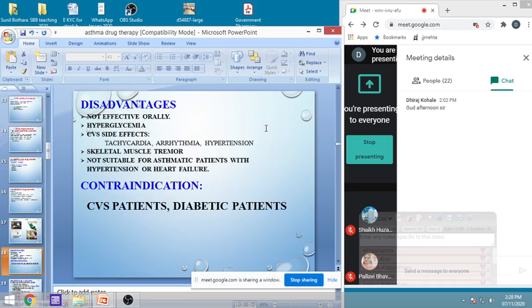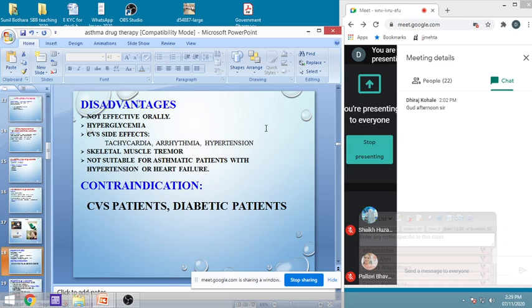What are the disadvantages? I told you, it has to be given by parenteral or these routes. It can cause hyperglycemia, and it can cause serious side effects, because we have seen it can act on alpha and beta 1 also. We need only beta 2 actions. It can cause tremors because of the skeletal muscle actions, and it is not suitable for asthmatic patients with hypertension or heart failure. In those cases it should not be used. Because it causes hyperglycemia, it cannot be used in diabetic patients; it is contraindicated in diabetic patients. It is contraindicated in serious conditions like hypertension or heart failure. We cannot use it. So these are the things with epinephrine.